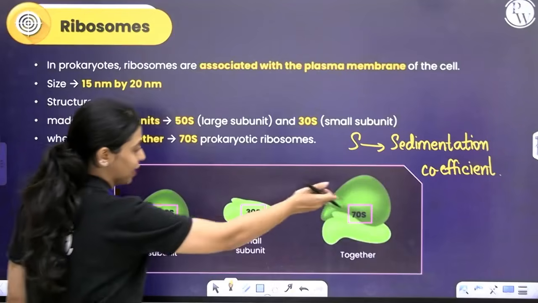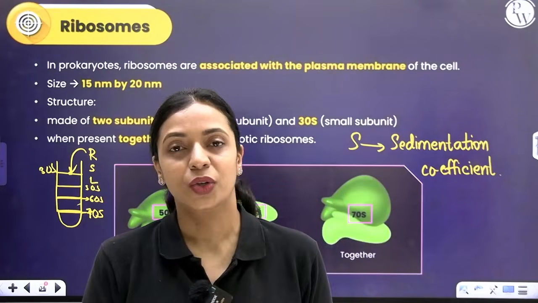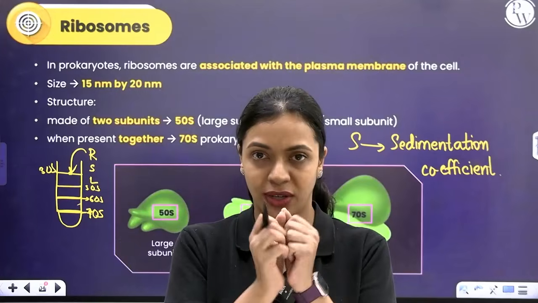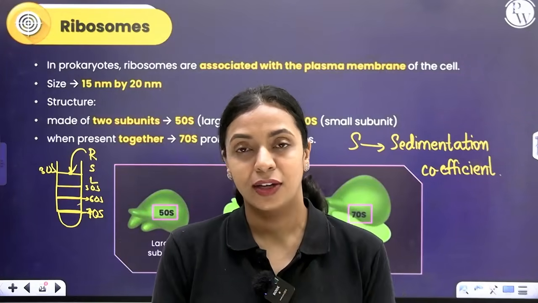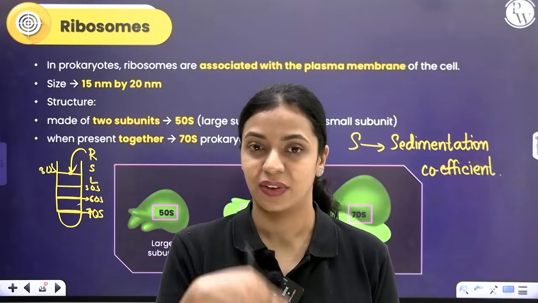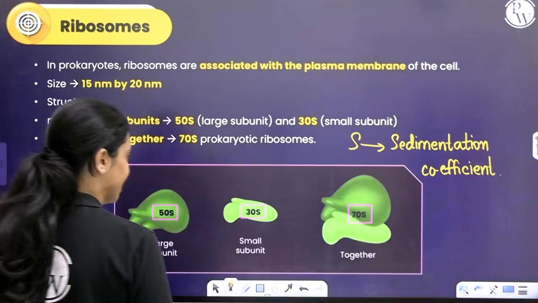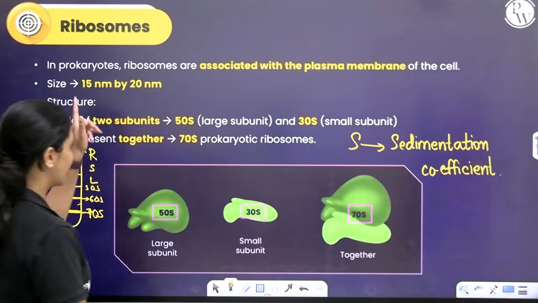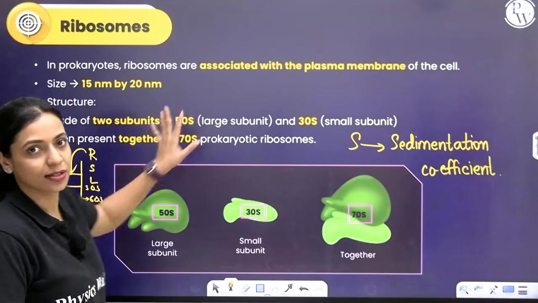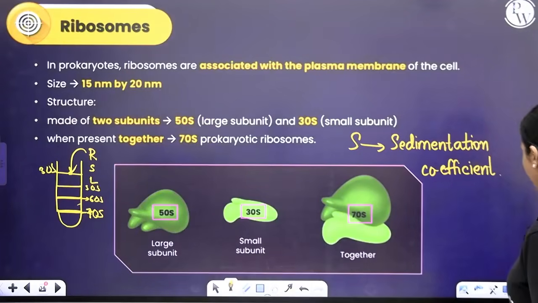The reason why these are not additive is something that physics can explain to you. You know how when two objects are brought together, combined together, their overall density will reduce. So that is what happens even over here. That's why we get a smaller number. So 50 plus 30 here is not 80, it is 70s. Okay, so there are two subunits. The large subunit is 50s, the small subunit is 30s, and together it is 70s. All right.